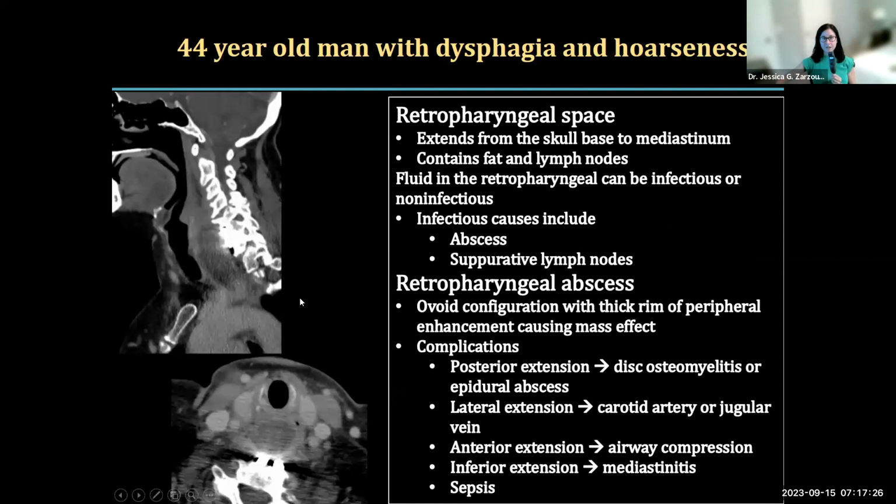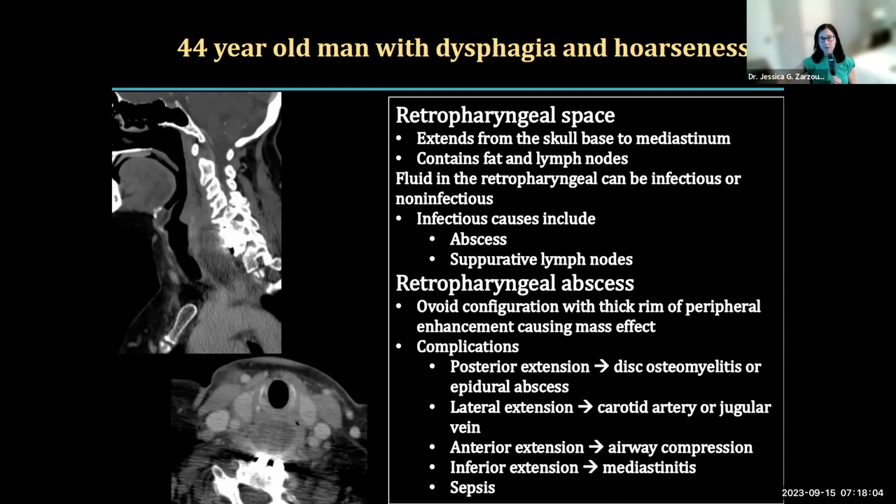The CT here shows that there is a retropharyngeal abscess, and so that is what was causing the mass effect upon the cervical esophagus, and we can see the abscess here on the axial image of the CT. So the retropharyngeal space is an important space, as you know, that extends from the skull base to the mediastinum, and it normally contains fat and lymph nodes. Fluid in the retropharyngeal space can be infectious or non-infectious, and when it's infectious, it can be dangerous due to the extension that can occur from abscesses in this area.